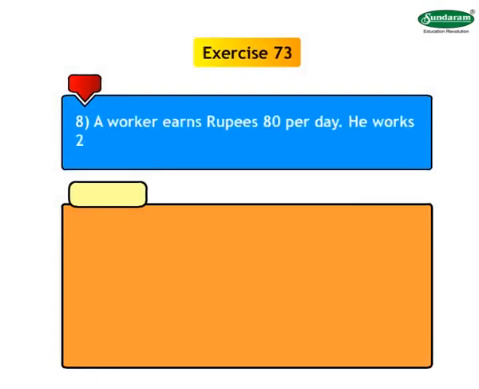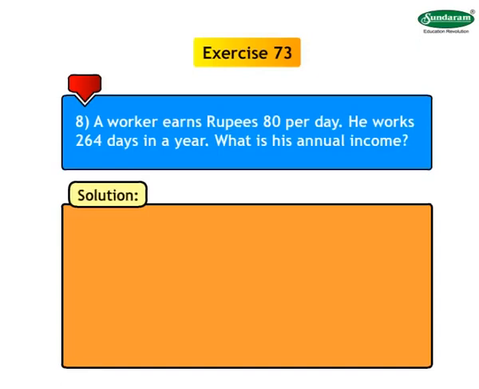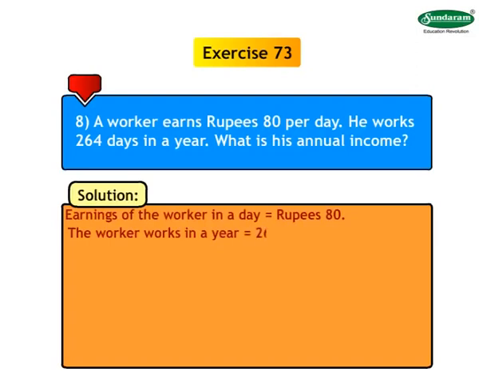He works 264 days in a year. What is his annual income? Solution. Earnings of the worker in a day is equal to rupees 80. Number of days the worker works in a year is equal to 264 days. Hence, the worker's total annual income is equal to 264 into 80. Multiply 264 into 8 and then place 0 after the product.